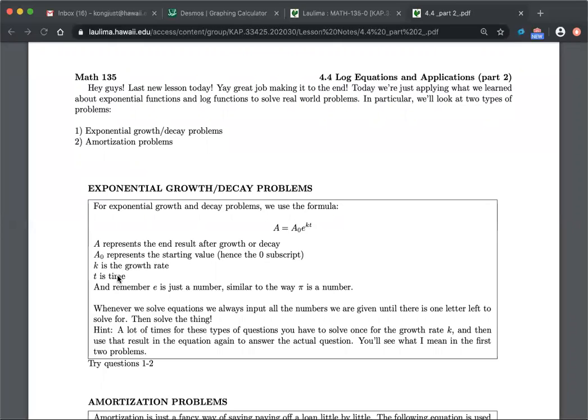And T is time. If you look at it, it's kind of intuitive, right? This is like some starting value times whatever your e is, the base, so it's going to grow exponentially. The power that you're raising it to is the growth rate times the time. So the exponent is basically, kind of think of this as the independent variable. Now let me show you a picture of what that's going to look like.